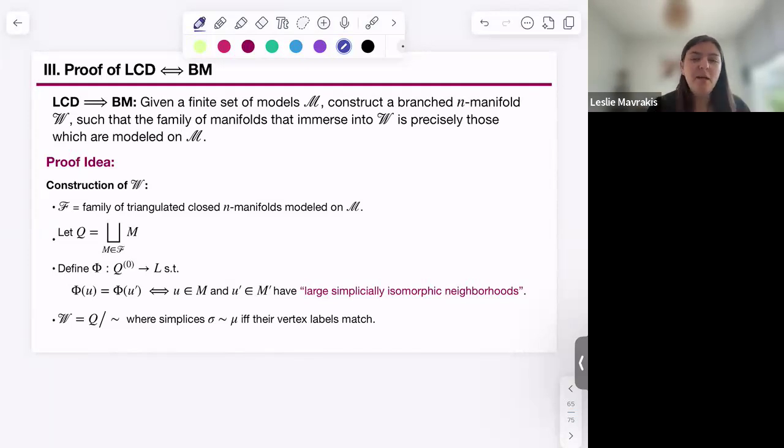Okay, but hopefully you can at least see maybe how you get models from a branched manifold, how you might get a branched manifold from models. And that's kind of the main idea.